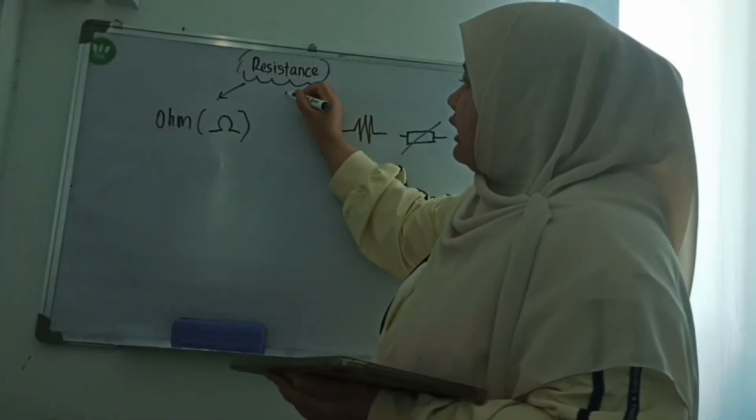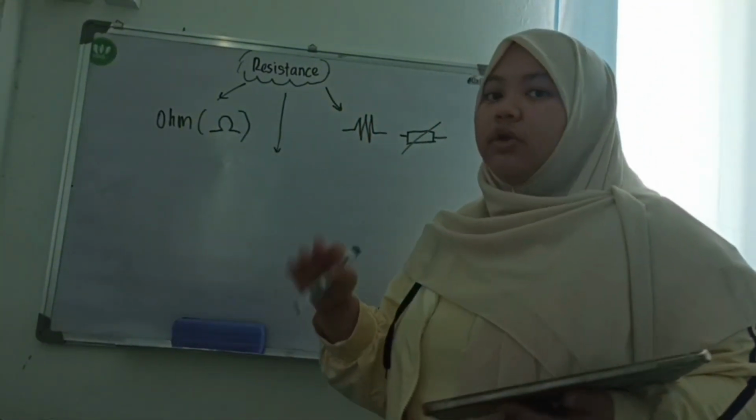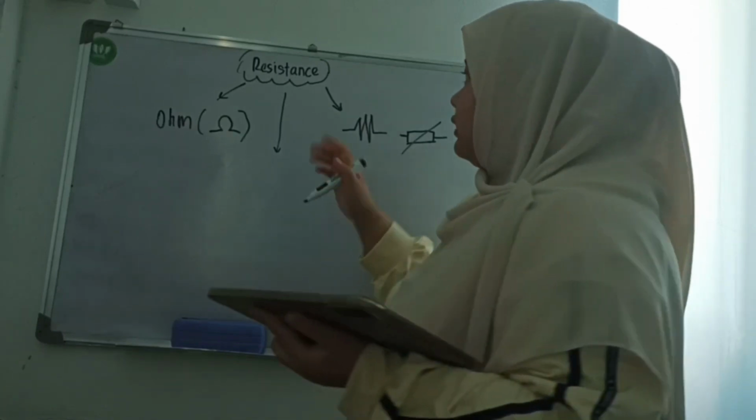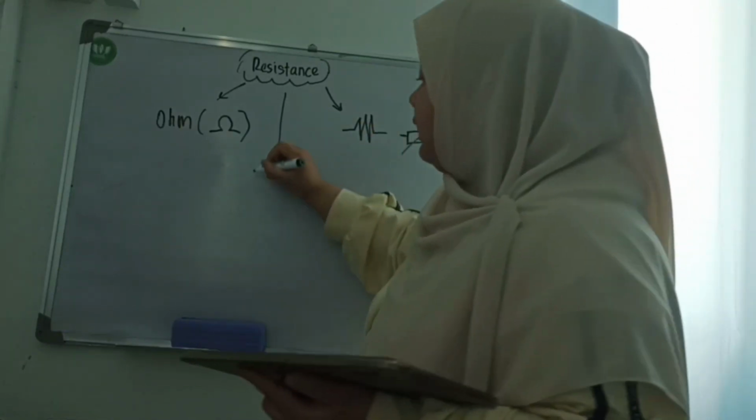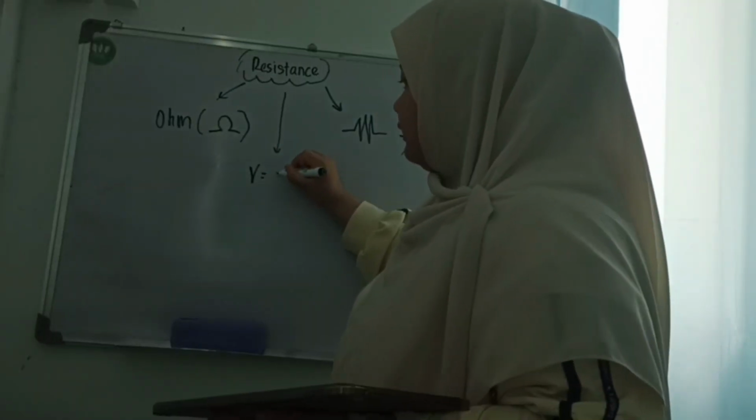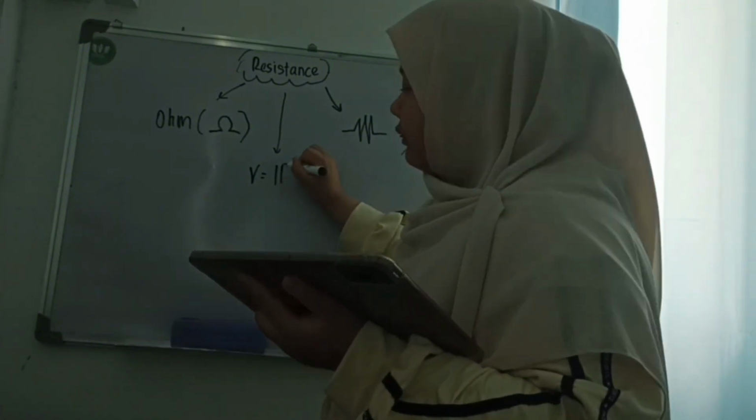Now, what are the key concepts for resistance? We already learned about Ohm's law, so the resistance concept will be Ohm's law itself, which is V is equal to IR.